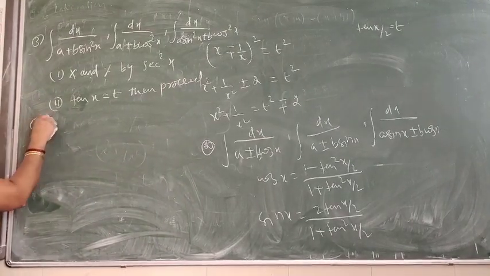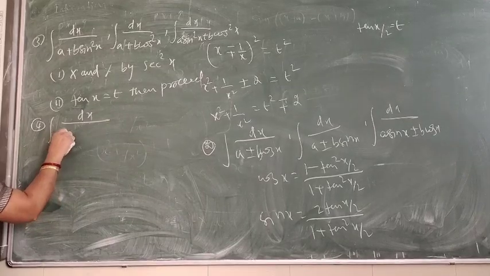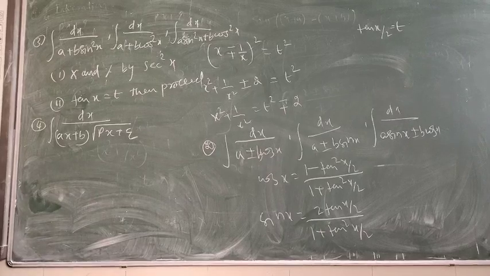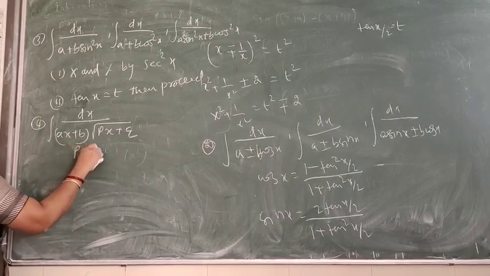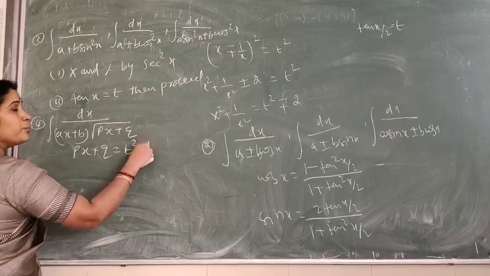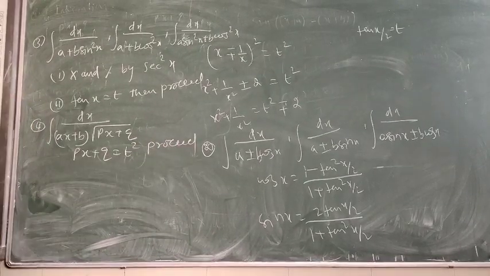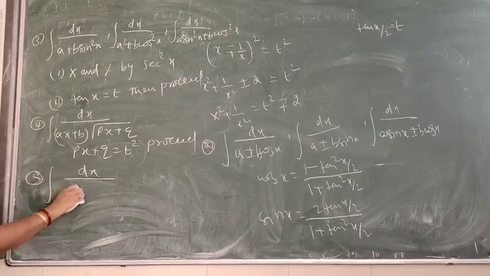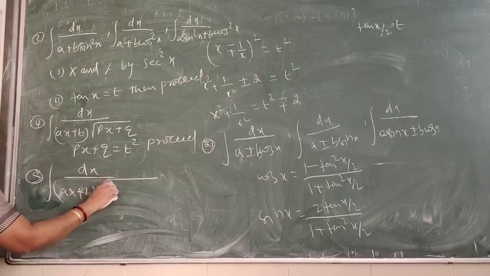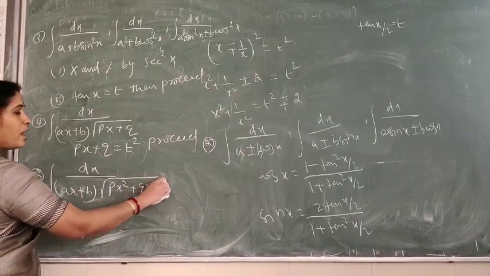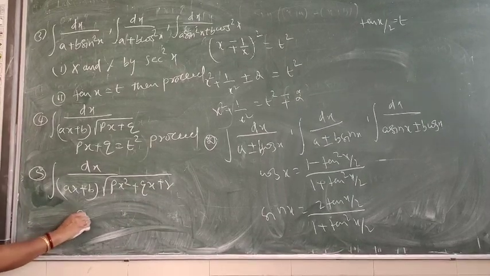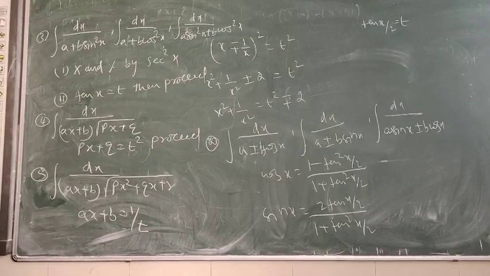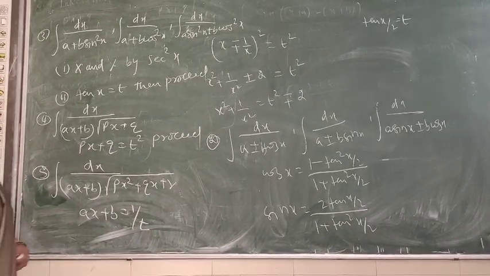In case of integral dx upon a linear factor (ax + b) into under root of (px + q). Suppose they have given this format, then you have to do one thing. Put px plus q equal to t², then proceed. Okay, fine. So this is also one of the most important formats. In case they say integral dx upon (ax + b) into under root of (px² + qx + r). If they give this format, then give the substitution linear equal to 1 by t, then proceed. This is also one of the most important formats.